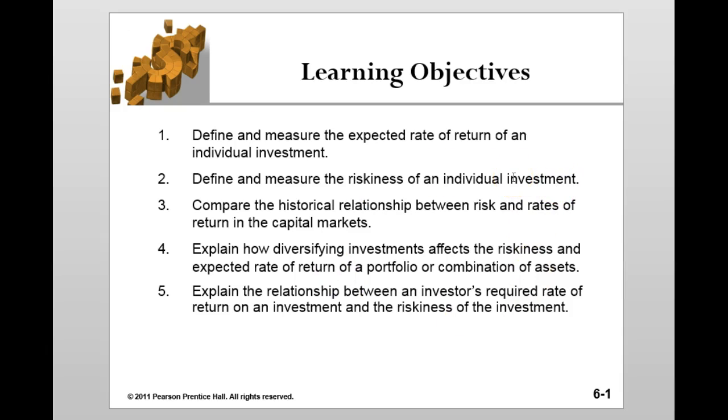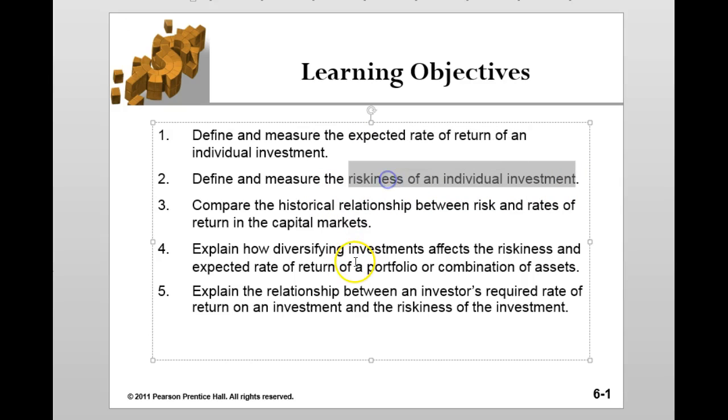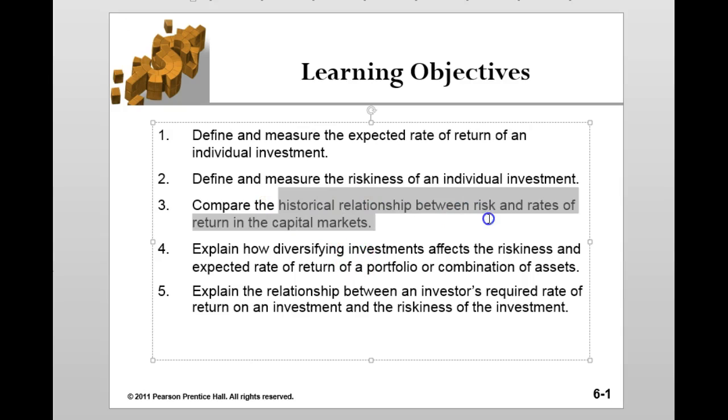So here's what we're going to go over. We're going to define and measure the expected rate of return of an individual investment, and then look at the riskiness of an individual investment. We're going to compare historic relationships between rates and the capital market, looking at 6 different categories. We're then going to look at some diversifying, and finally explain the relationship between an investor's required rate of return and the riskiness of the investment. I think you will find there's a direct correlation: the higher the risk, the higher the expected or required rate of return.